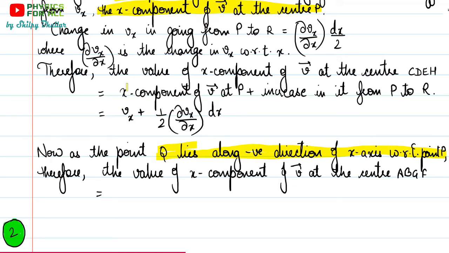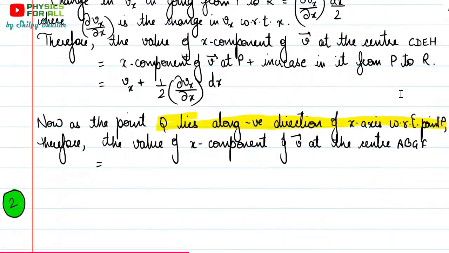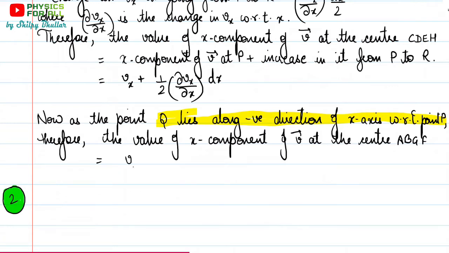We can again use this thing, the x component of V at P, but whatever the increase is from Q to P, that would be with a negative sign. Here I am going to write this directly: Vx, because we need the value at P, minus half of curly Vx by curly x dx. That would actually give us the decrease in the value of Vx from Q to P.